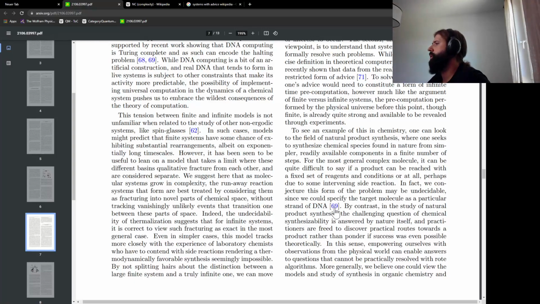Yeah, but why? By contrast, in the study of natural product synthesis, the challenging question of chemical synthesizability is answered by nature itself. And practitioners are free to discover practical routes towards a product rather than ponder if success was even possible theoretically. I don't quite get it. I don't quite get the analogy.